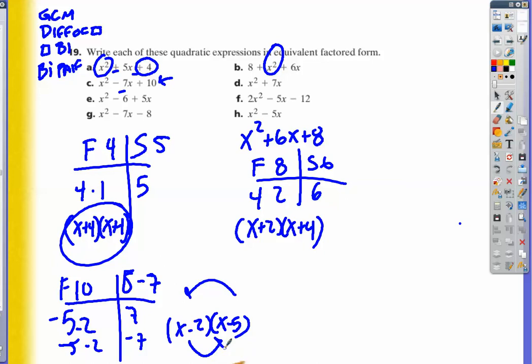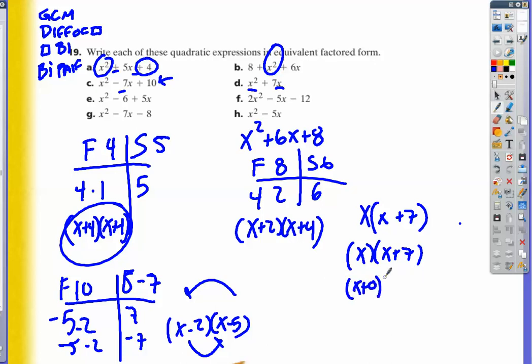For D, first step, do I have a greatest common monomial? And I do. Both of these have x's. So I know that I can factor out an x. x times x is x squared. 7x divided by x is just positive 7. So I'm just left with that. It's acceptable to write it as this as well. Or a longer way could have been this, but that would be the best way.